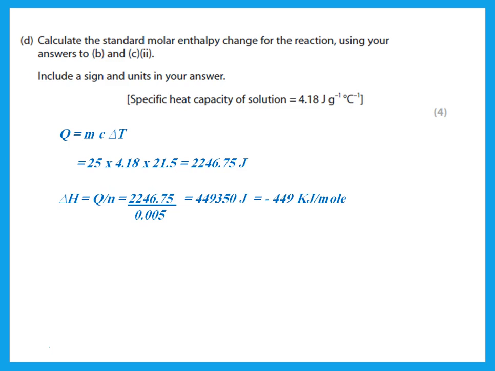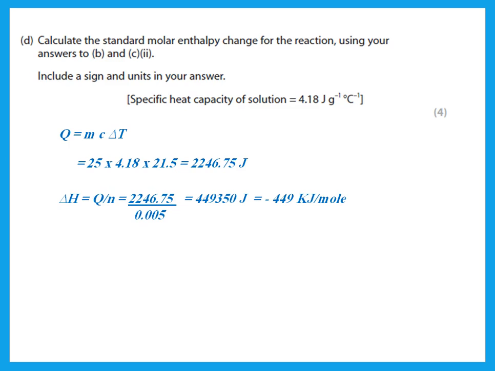If this comes out in joules, if we started with joules, it comes out in joules. I usually need to divide it by 1,000 so that it is in kilojoules per mole. Remember, delta H needs a sign. How did I know it was a minus?